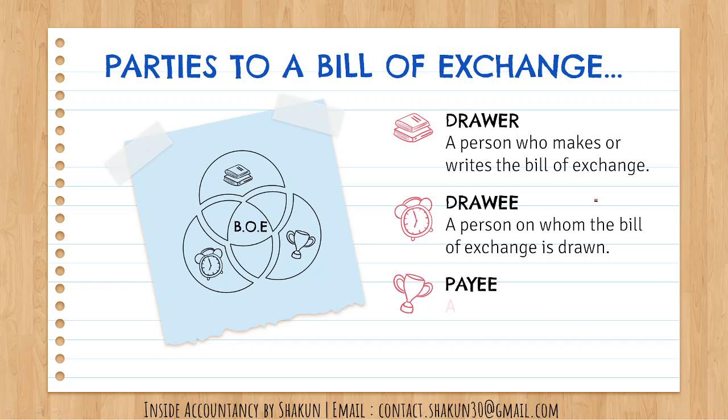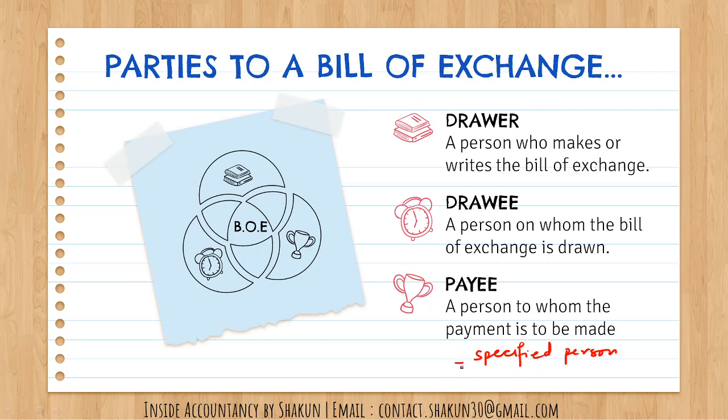And who is the payee? Now, payee is a person to whom the payment is to be made. In the definition only, we understood it. We read that the payment can either be made to a specified person or it may be made to the drawer or it may be made to the bearer of the instrument. Okay, so whoever receives the payment will be known as the payee. So drawer is the person making the bill of exchange, drawee is the person who has to make the payment on whom the bill is drawn, and payee is the person to whom the payment is to be made, the person who receives the payment against the bill of exchange.